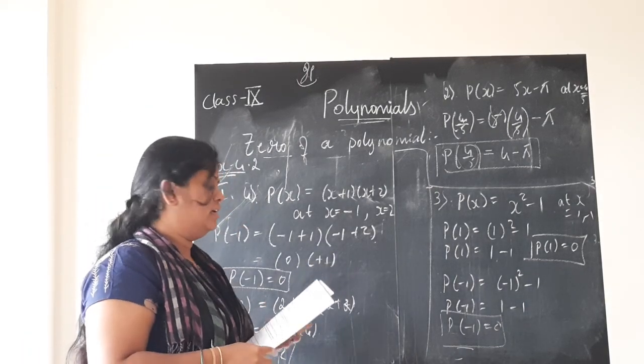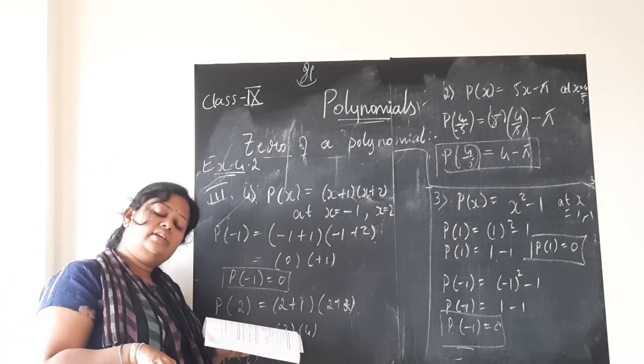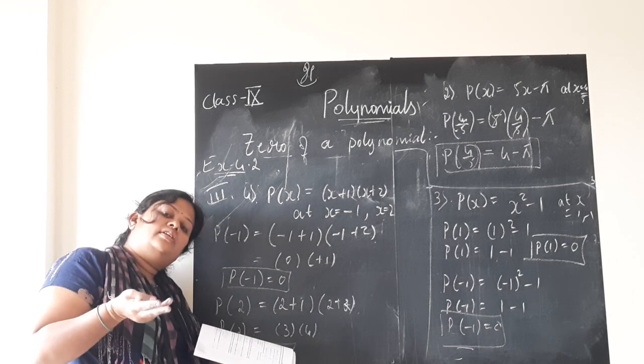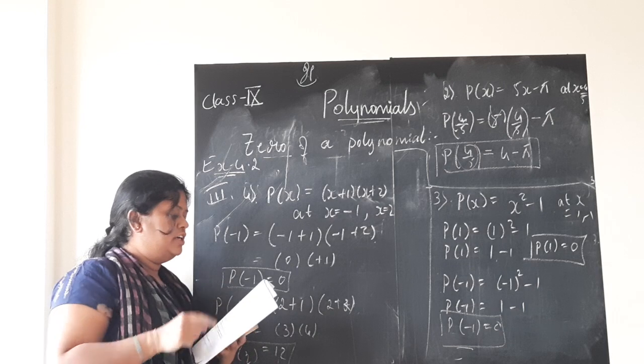Hope you are understanding, children. I am a bit fast, I think. Just substitute the given value. If you get the answer 0, then that given value of x is a zero of the polynomial. If not, it is not a zero of the polynomial. Fifth one you do. It is very simple.